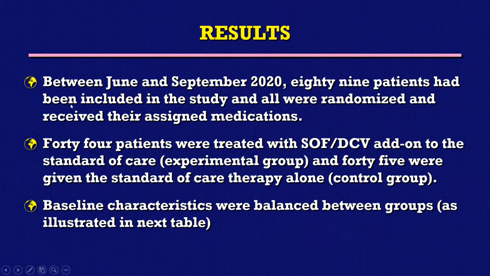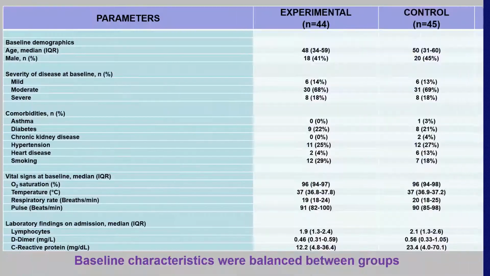Results. Between June and September 2020, 89 patients had been included in the study and all were randomized and received their assigned medications. 44 patients were treated with sofosbuvir/daclatasvir add-on to the standard of care, the experimental group, and 45 were given the standard of care therapy alone, the control group. Baseline characteristics were balanced between groups as illustrated in this table.